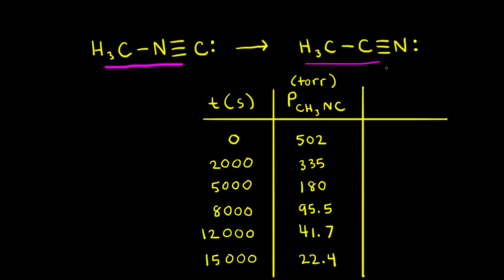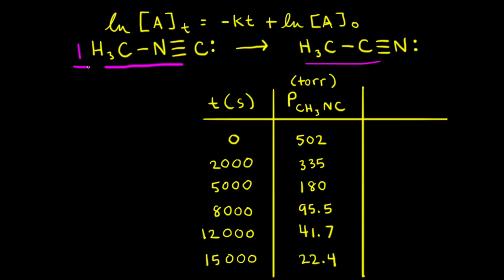The conversion of methyl isonitrile to acetonitrile is a first-order reaction, and these two molecules are isomers of each other. Let's use the data that's provided to us in this data table to show that this conversion is a first-order reaction. Since the coefficient in front of methyl isonitrile is a 1, we can use this form of the integrated rate law, where the slope is equal to the negative of the rate constant k.